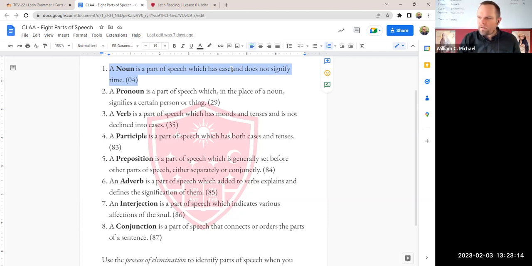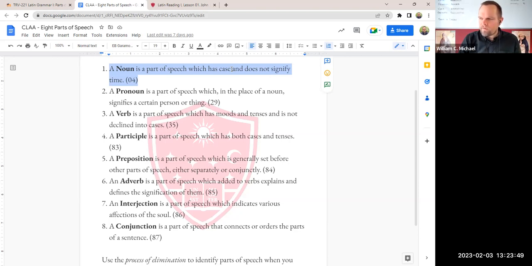So does the word erat signify time? Yes, it does. Okay, yes, erat signifies time. But we're not really sure, so let's just leave noun. We'll leave noun. We don't know, like we said maybe, okay? Pronoun, the second option. A pronoun is a part of speech which stands in the place of a noun. Does the word erat stand in the place of a noun, yes or no? No. So it obviously is not a pronoun, okay?